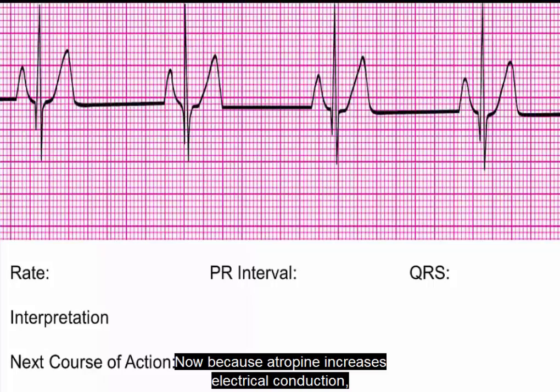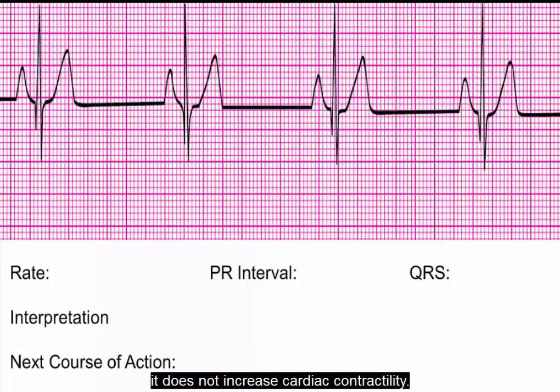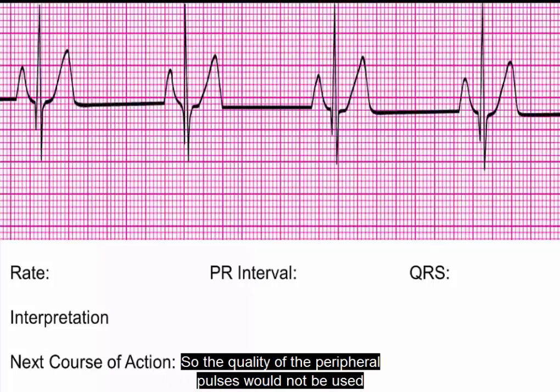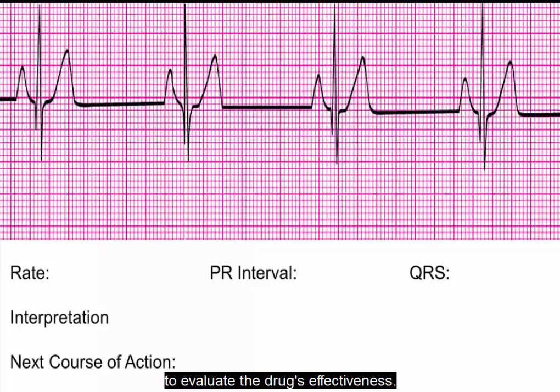Also, treatment with a transcutaneous pacer could be appropriate. Now, because atropine increases electrical conduction, it does not increase cardiac contractility, so the quality of the peripheral pulses would not be used to evaluate the drug's effectiveness.